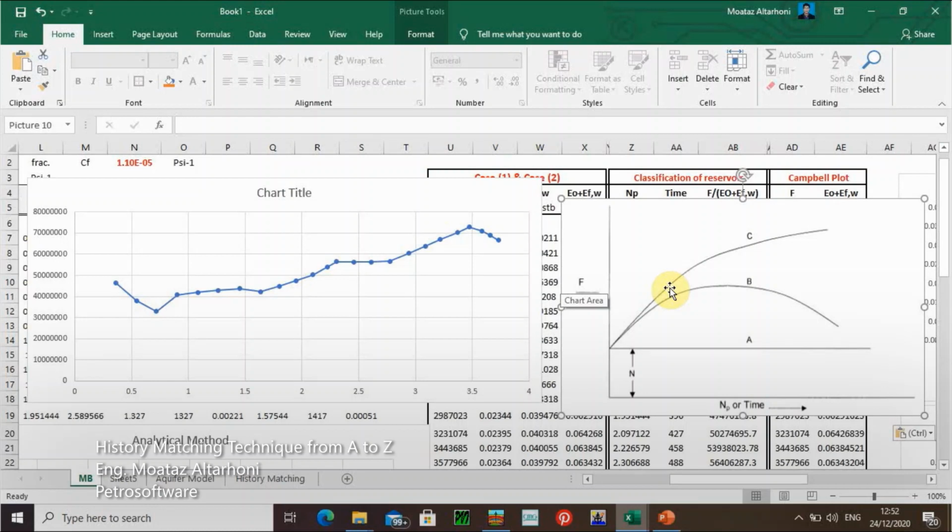So what I need to share with you is this plot, the classification of the reservoir, whether we have a water influx or not. It is one of the most important technical plots that helps you a lot to diagnose and have more information on whether you have a water influx or not. So we can see here this increase.